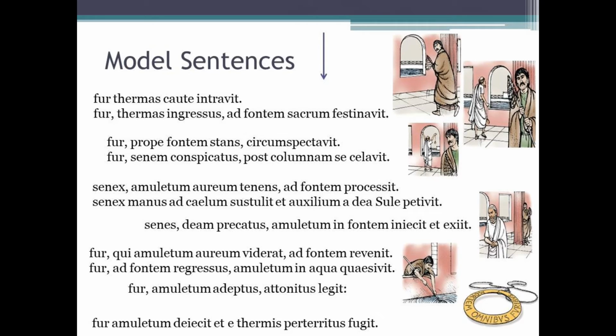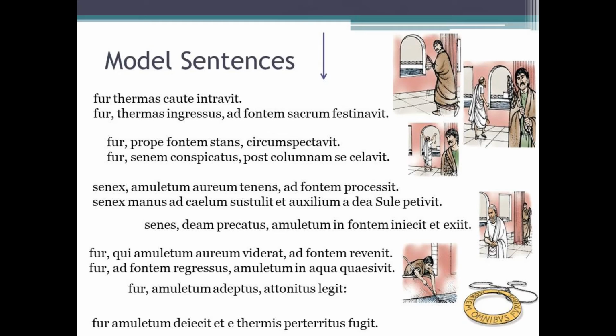Fur, prope fontem stans, circumspectavit. The thief, standing near the fountain, looked around. Fur, senem conspicatus, post columnam se celavit. The thief, having caught sight of an old man, hid himself behind a column. Senex, amuletum aureum tenens, ad fontem processit. The old man, holding the gold amulet, advanced to the fountain.